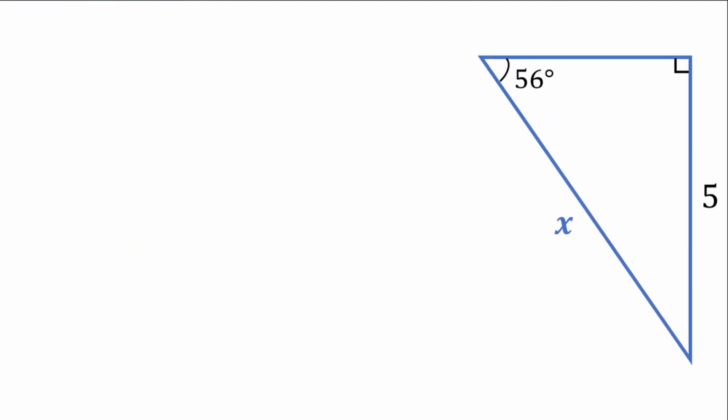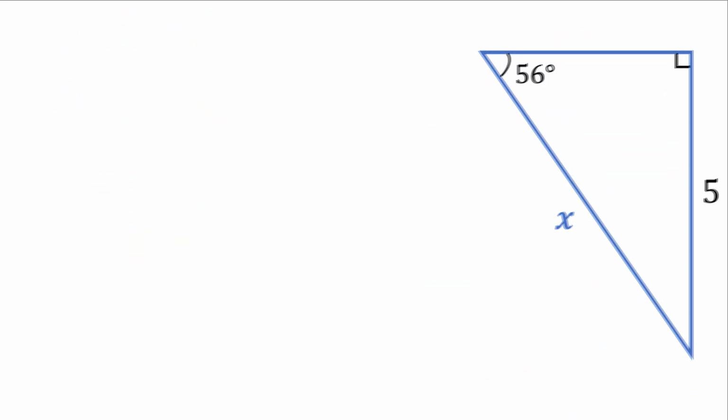Let's try this problem, where we need to solve for the missing side length x. We know one of the angles is 56 degrees, and also know that the side opposite to that angle is 5 units long. We can't use the Pythagorean theorem to find the missing side, as that would require us to know two sides, and we only know one side.